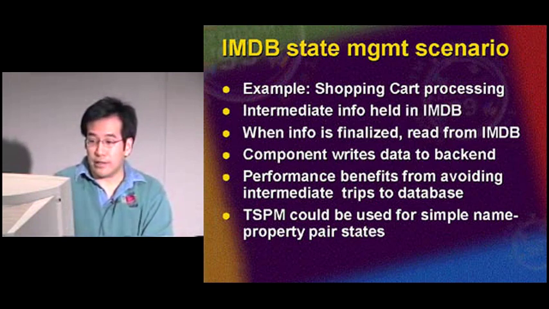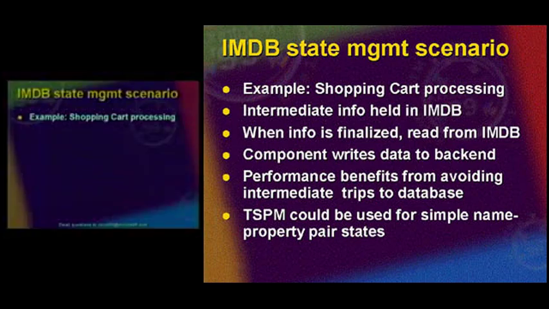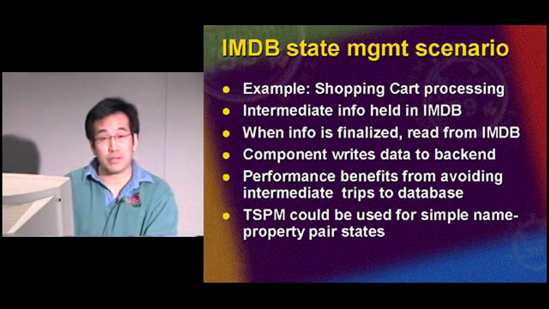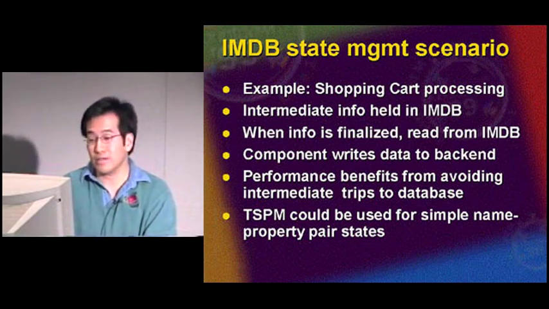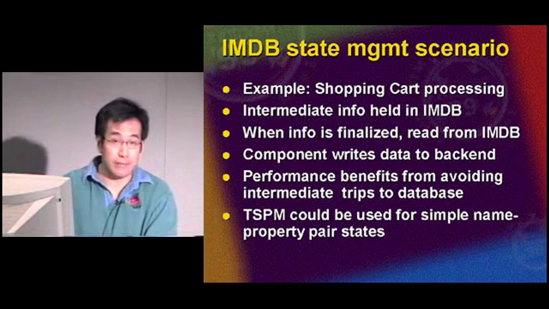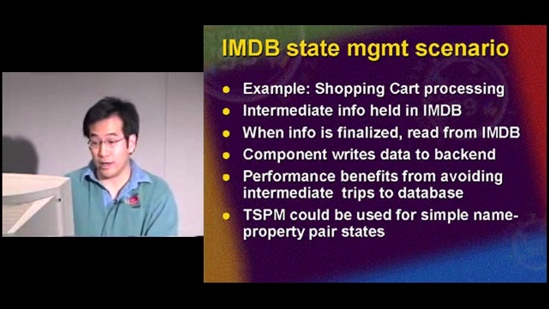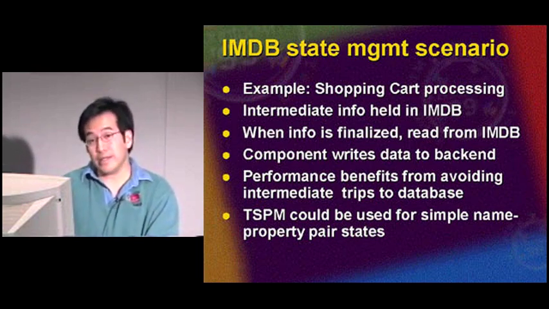The third scenario we'd like to talk about is using IMDb more as a temporary caching store to increase performance of your COM+10 application server components. We give an example somewhat like the MS Market scenario, where we have a shopping cart that you're doing processing on. Intermediate information is held in IMDb.